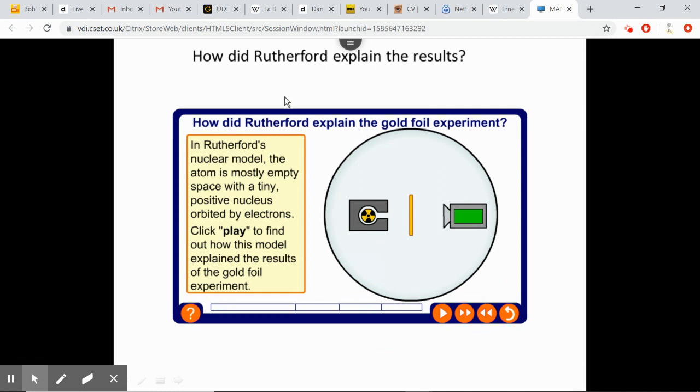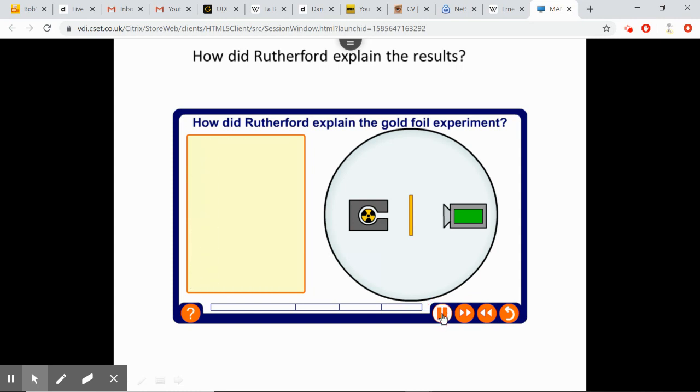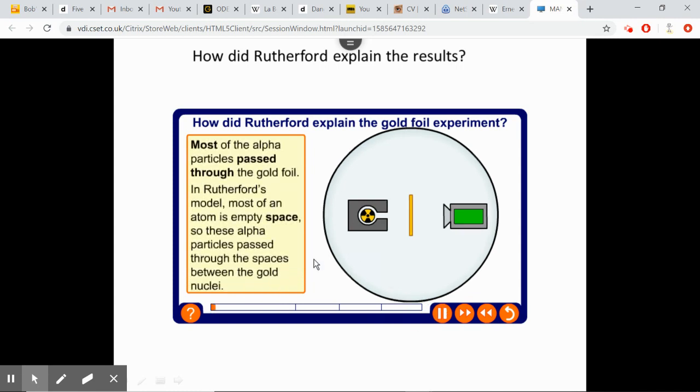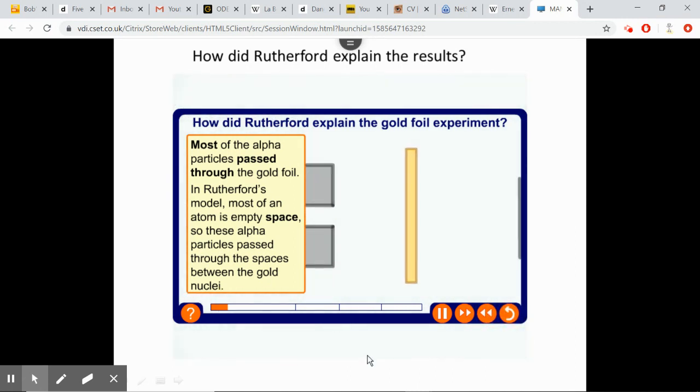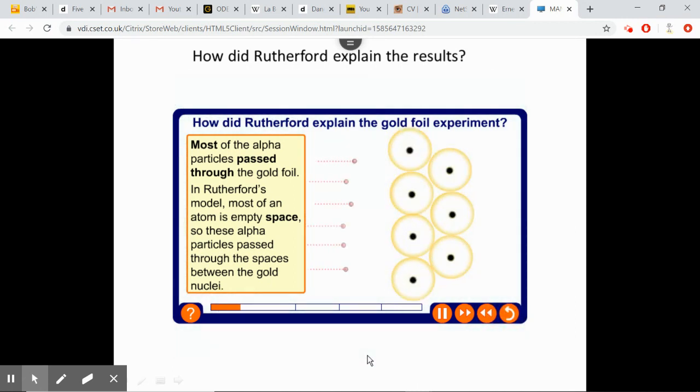Because we now have some new evidence, Rutherford decided to change the atomic model. In Rutherford's nuclear model, the atom is mostly empty space with a tiny positive nucleus orbited by electrons. Why did he come up with this idea? Well, most of the alpha particles pass through the gold foil. In Rutherford's model, most of the atom is empty space, so these particles pass right through the spaces between the gold nuclei. Just like that, the alpha particles go right the way through because most of the atom is empty.